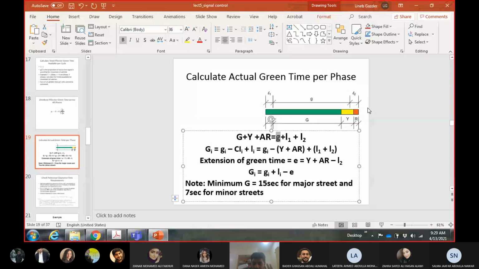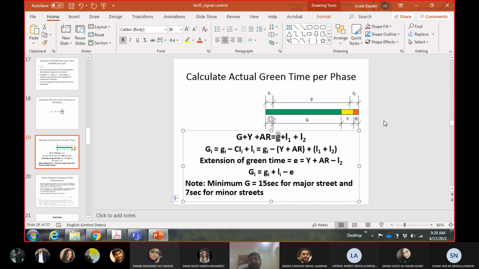Now the clearance loss time. L2 is the clearance loss time. Usually L2 is supposed to be equal to the all red time, the clearance time when all movements have red.